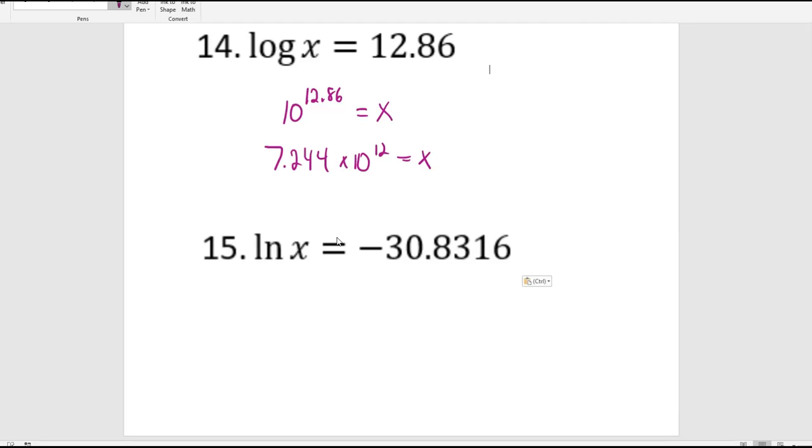Now, the last example we had was a natural log, and so that is an understood base e, but we're still going to go with exponential form. So e to the negative 30.8316 is going to give us our x, and so I'm going to type that one in. So I went ahead and used my calculator and got 4.07 times 10 to the negative 14th. And so I could have gotten that number in Desmos or in my calculator.